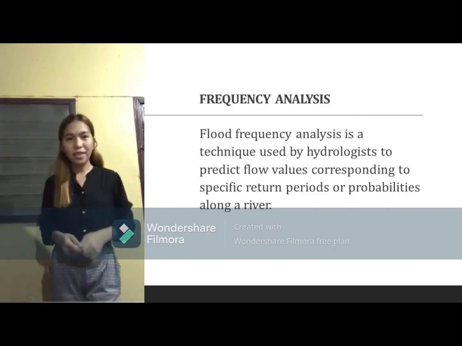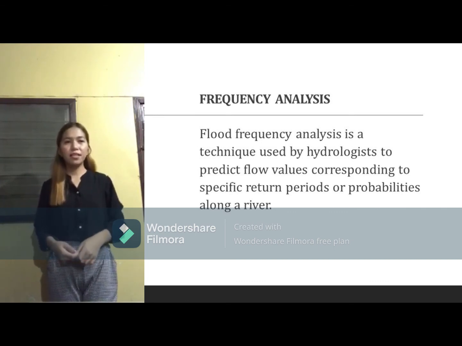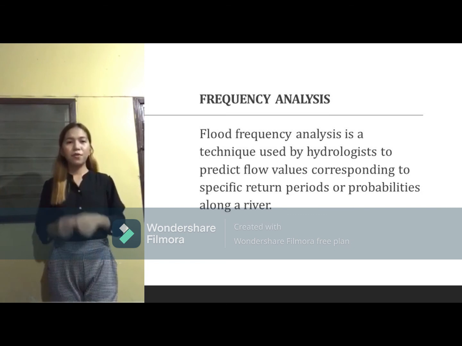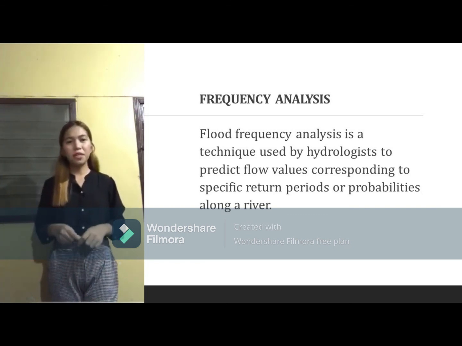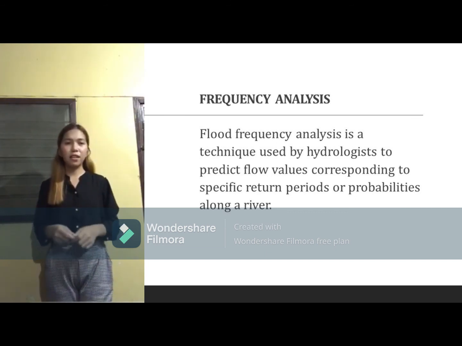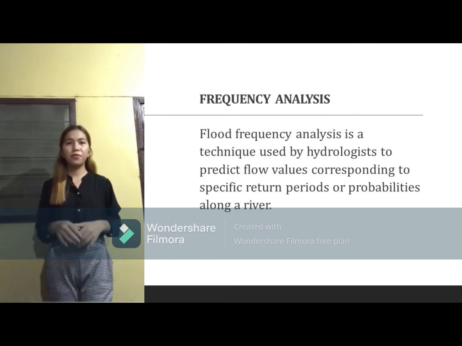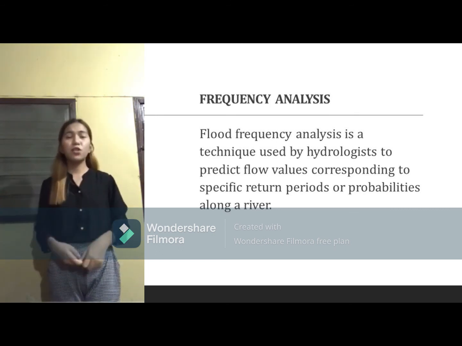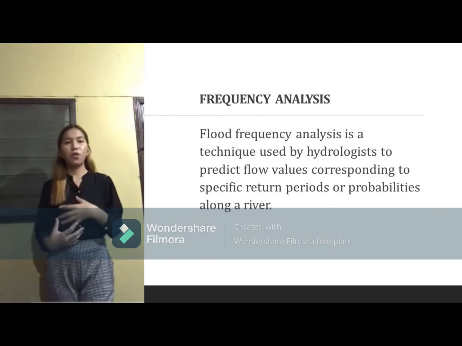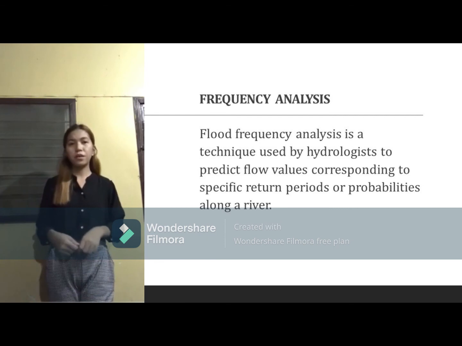So last but not the least, we have frequency analysis. Flood frequency analysis is a technique used by hydrologists to predict flow values corresponding to specific return periods or probabilities along a river. The application of statistical frequency curves to floods was first introduced by Gumbel using annual peak flows data that is available for a number of years.